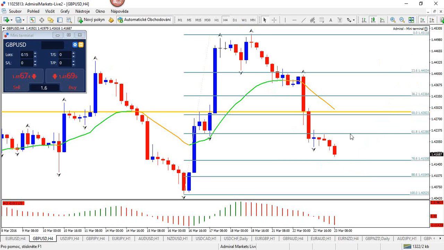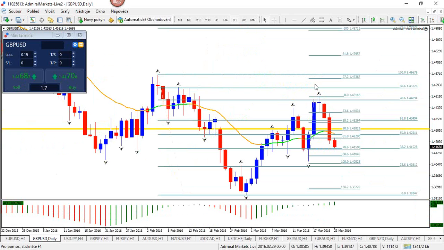So I think a 4-hour chart is a good chart for that. I don't think lower makes sense for hunting for reversal. I don't think that makes sense.